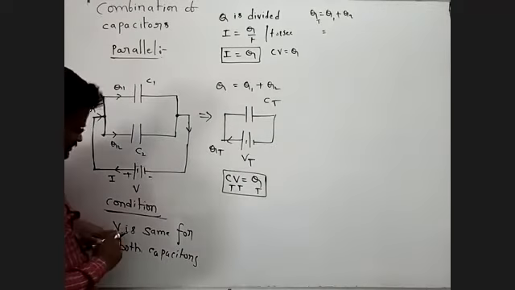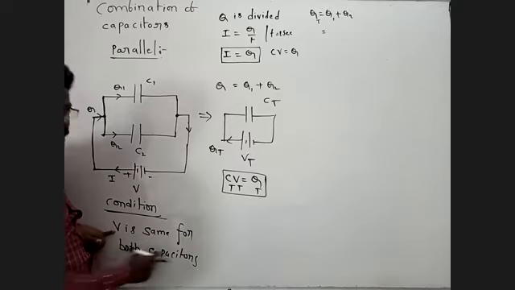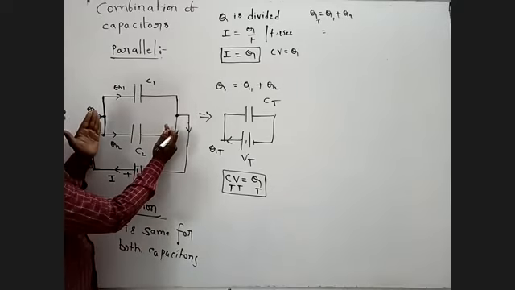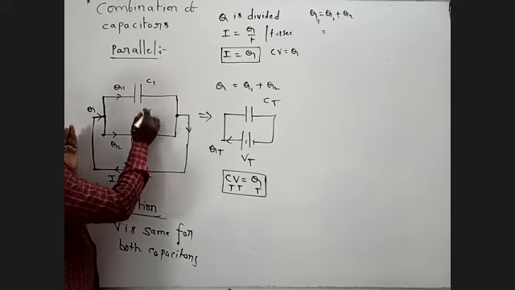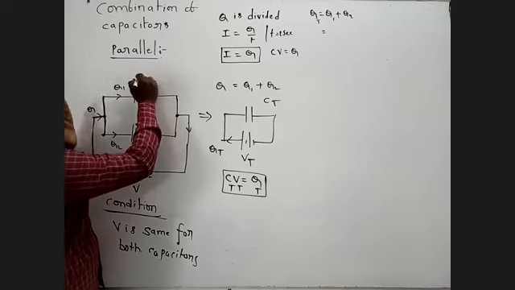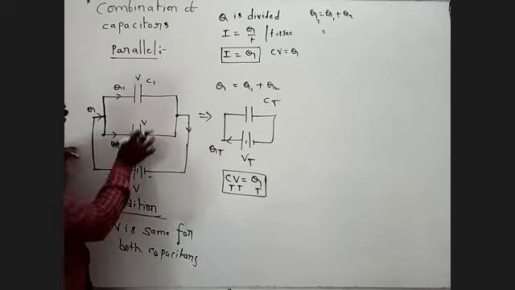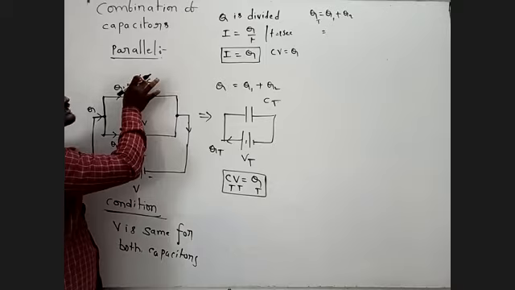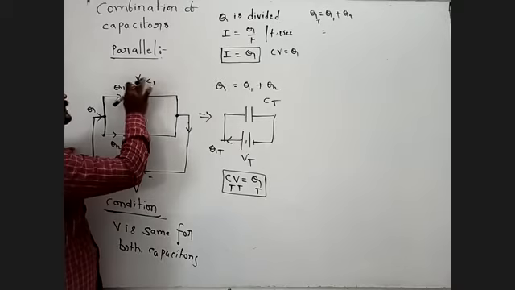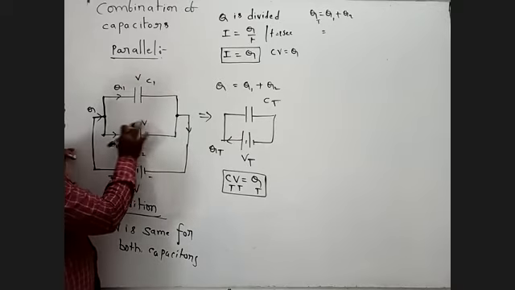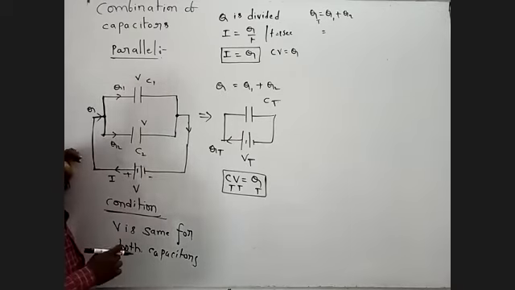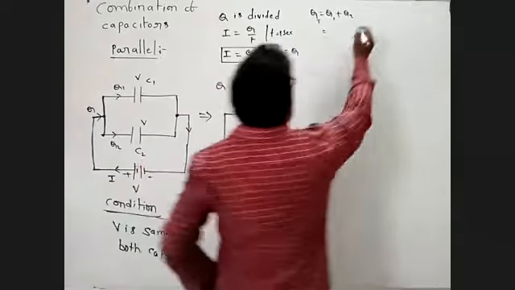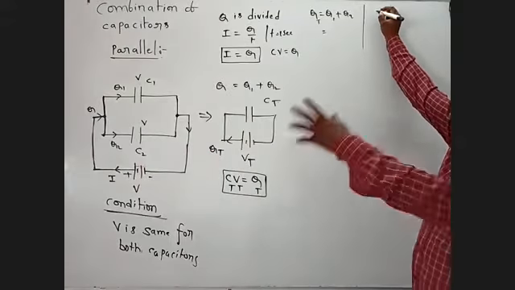So what is the voltage? Voltage is the same for both capacitors. What is the voltage drop across this capacitor? This is V. The voltage drop across the C2 capacitor is V, and it is the same for the C1 capacitor. The voltage is the same for both capacitors.